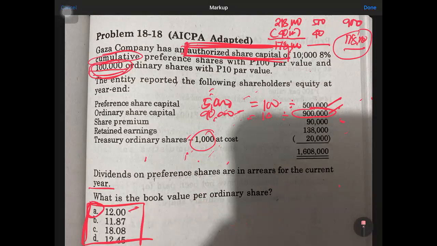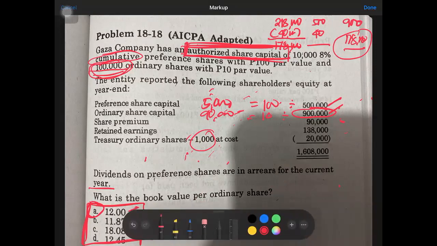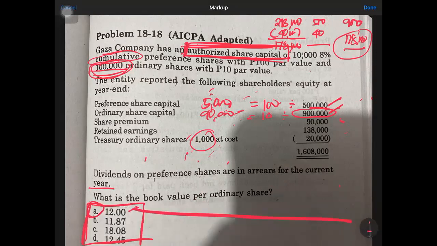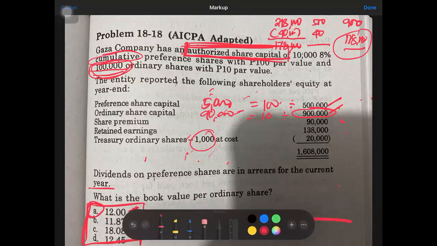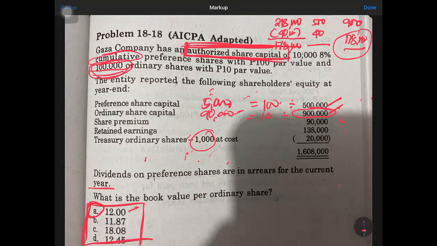Since ang assumption, pag book value per share, the treasury share is assumed to be retired. So, i-retire na ang treasury share. Since naa tay 1,000 nga treasury share at cost nga 20,000, di ba entry for retirement, sure ta credit tag treasury share at cost 20,000. Since it's a retirement, mag-debit ta og ordinary share capital account equal to the par value. So, debit ka og ordinary share capital.